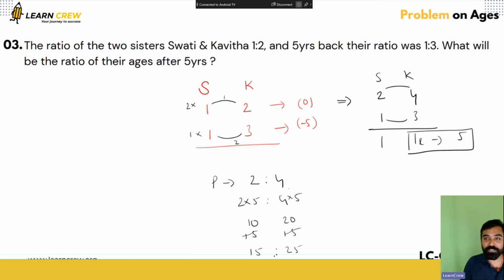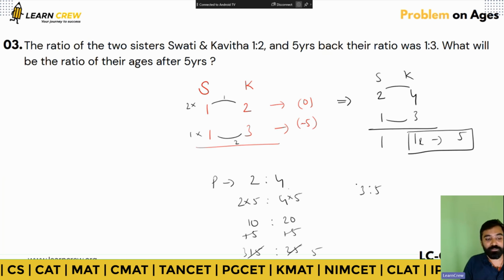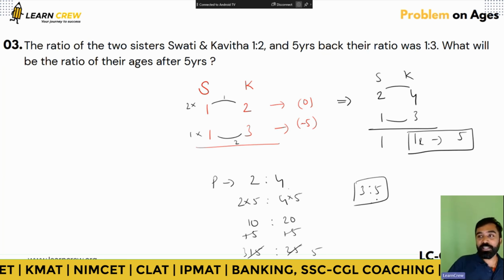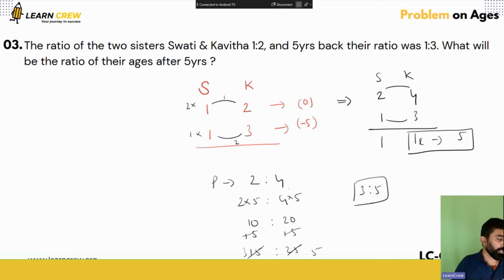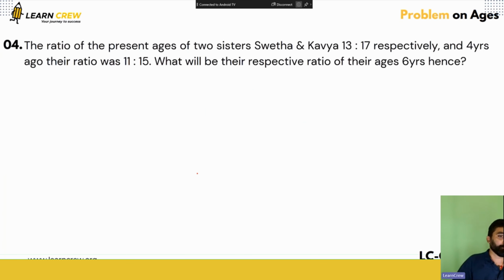So 15 is to 25 is the ratio they want. This is going to be 3 times. This is going to be 5. Answer is 3 is to 5. So easy. Just you need to analyze it. If it is not equal, then find the LCM and cross multiply. Clear? Online, any doubts? Okay. Next question.